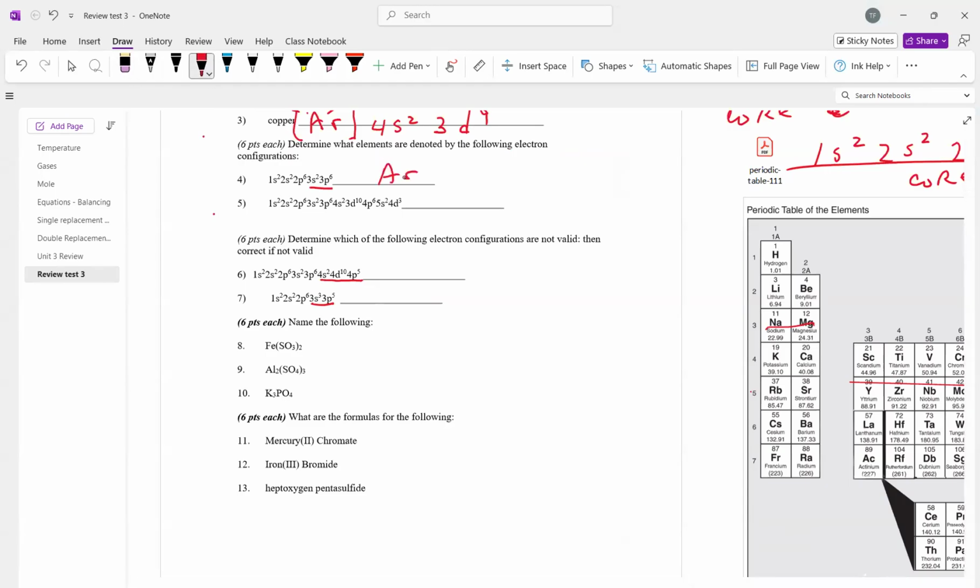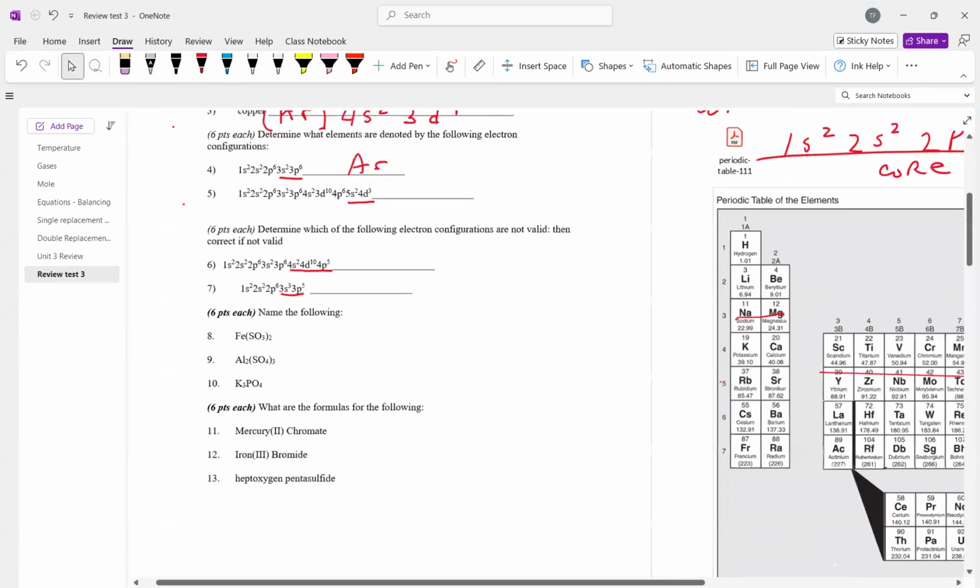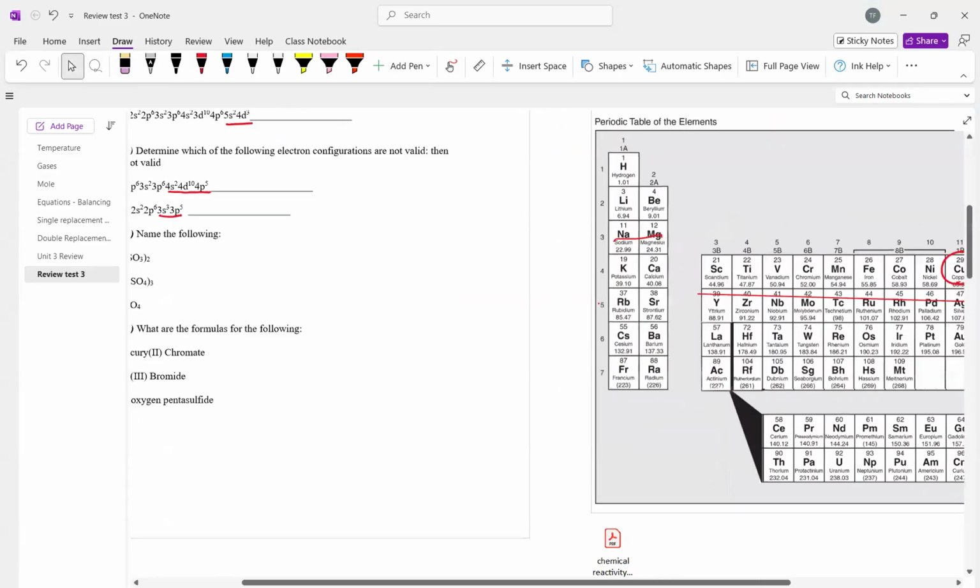Okay, so the next one. 5s2, 3d3. Okay, so 5s2, excuse me, 4s, over here. 5s2, 4d3. 1, 2, 3. So it's vanadium.